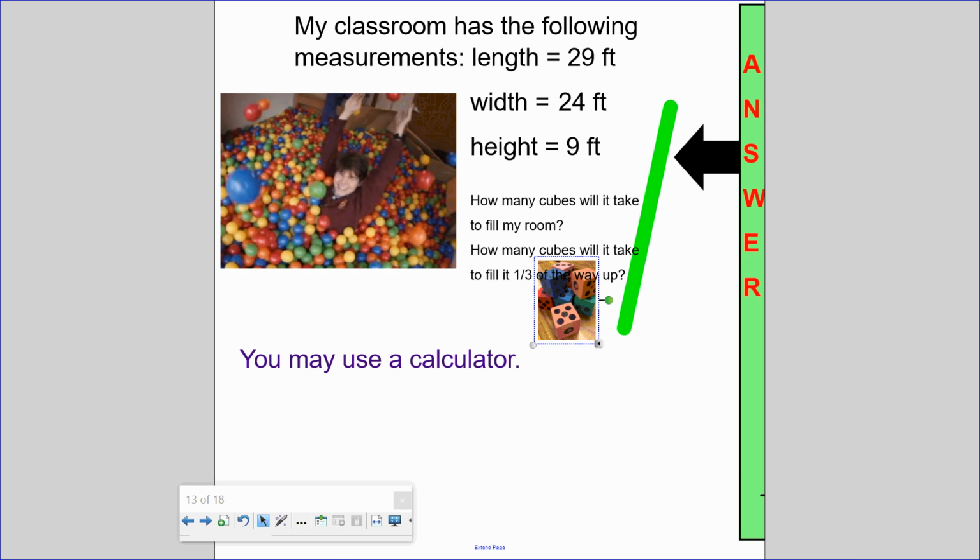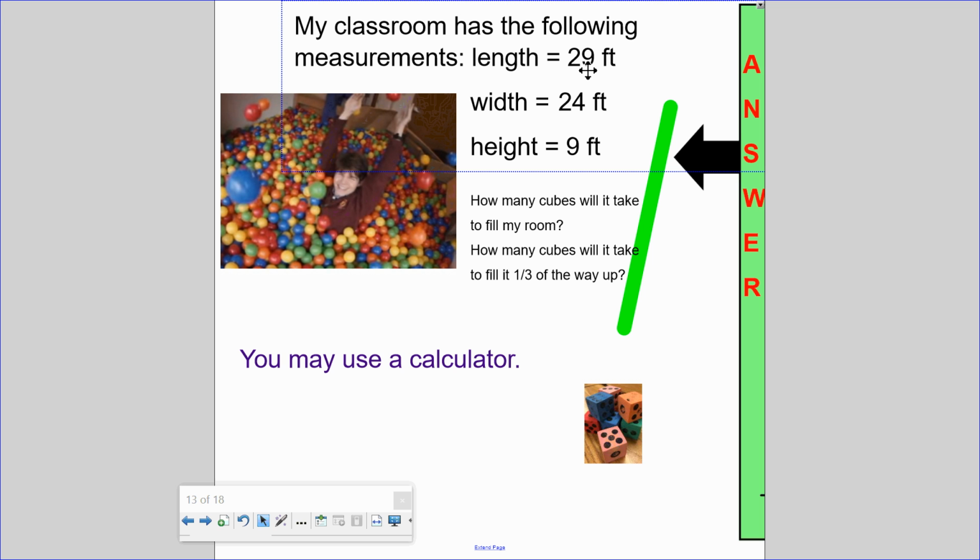It is your goal to figure out how many dice can fit into this classroom. If I wanted to fill up this entire room with these cubes, how many could fit into the room? The length of my classroom is 29 feet. The width is 24 feet. The height is 9 feet. So you may use a calculator. If you can find the volume of my classroom, how many cubes will fit into my room?